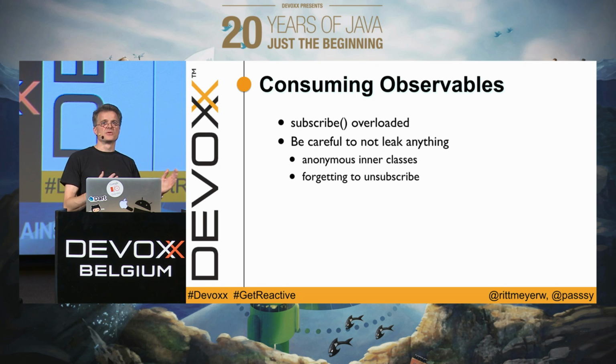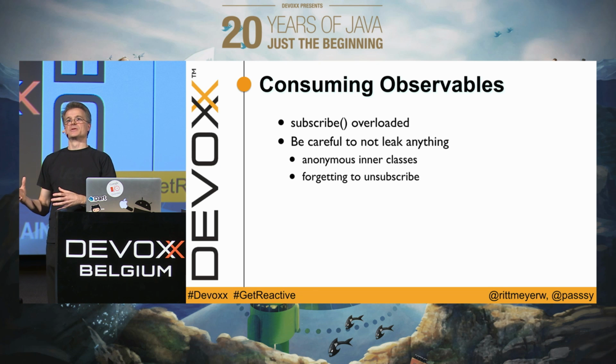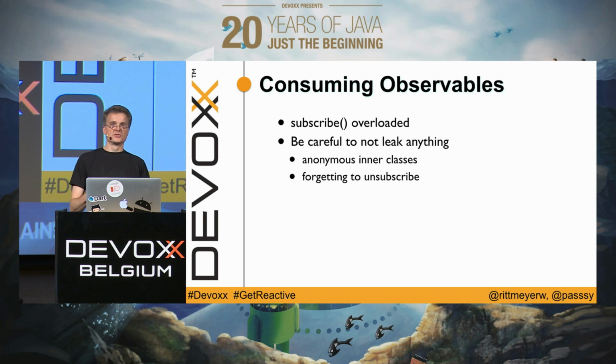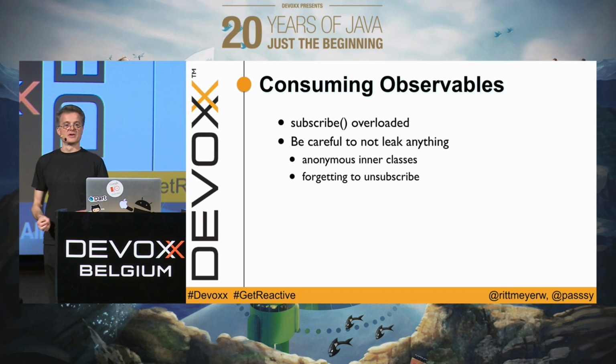And so I've shown you an anonymous inner class for the subscriber. You should consider using static inner classes instead, and you should use this subscription object that you get back to unsubscribe. So at the very latest, in the onDestroy method of Android, unsubscribe from your subscription. There is a project, RxLifecycle, that helps you to do that so that you do not have to care about this yourself.